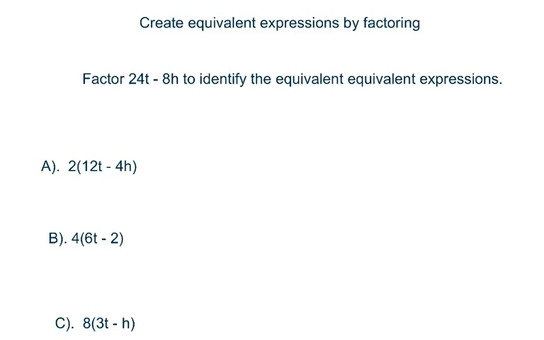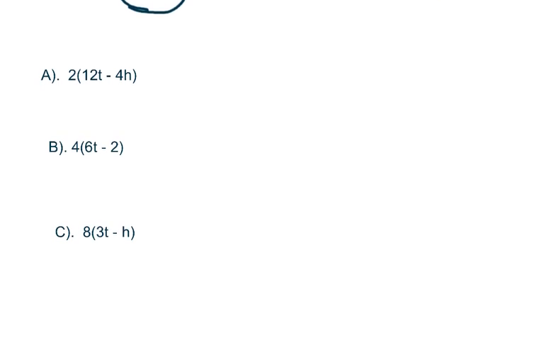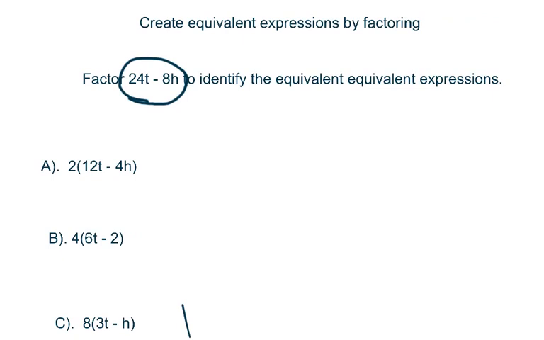So this is some more practice on factoring. They give you this problem right here, 24t plus 8h, and they want you to find the equivalent expressions based on these three factors here. And so we're going to look at some tips to figure out what, because there are multiple answers, and so it's not a complete factor, it's just a partial factor. So we want to see which one of these is equivalent to that based on the partial factors.